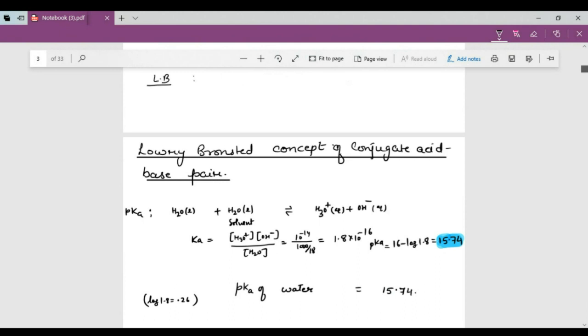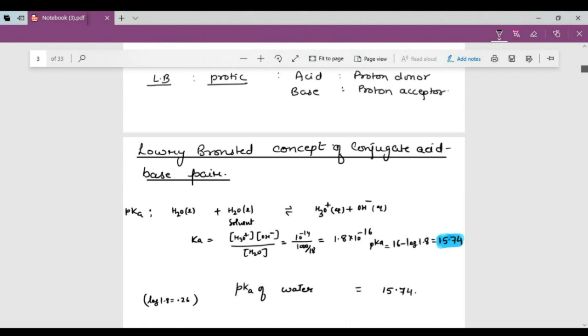The Lowry-Bronsted concept is a protic concept. As per it, the acid is a proton donor and a base is a proton acceptor. That is the basic thing. Then Lowry-Bronsted also gave a conjugate acid-base pair concept.